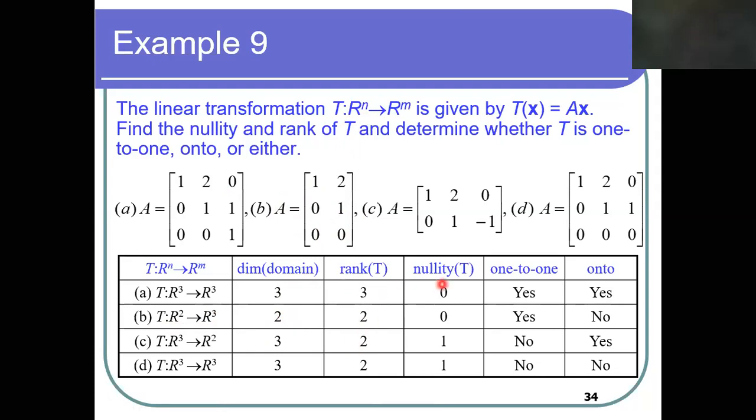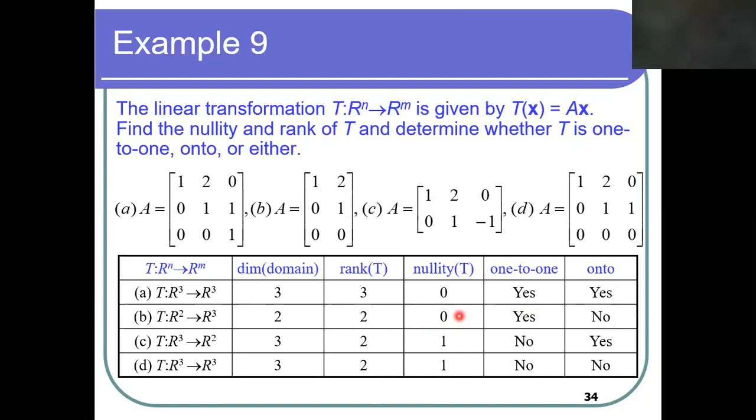So the nullity of this transformation is again 0. If you can see over here, this is 3 cross 2. So the sum of rank plus nullity must be equal to 2. This is only possible if the nullity is 0. So this is a 1 to 1 transformation, because the nullity is 0.